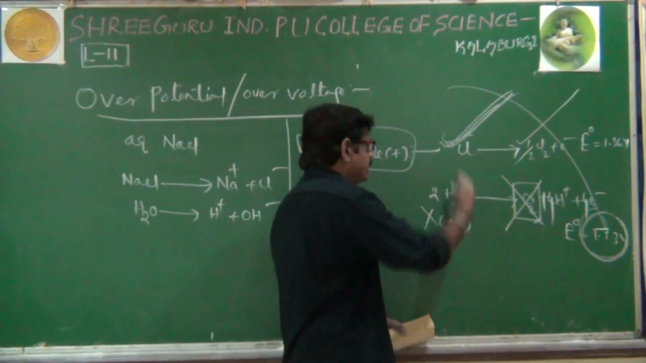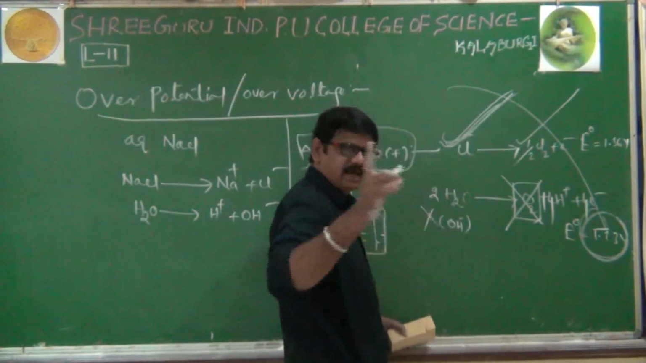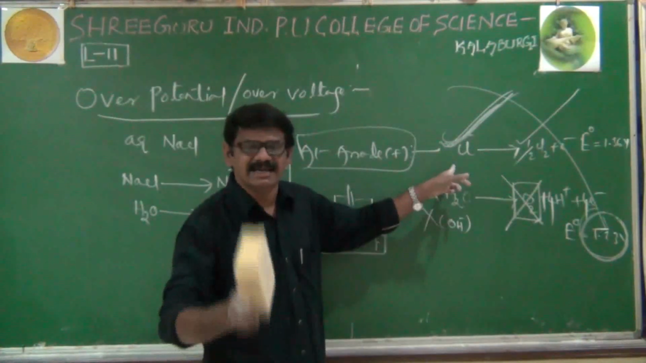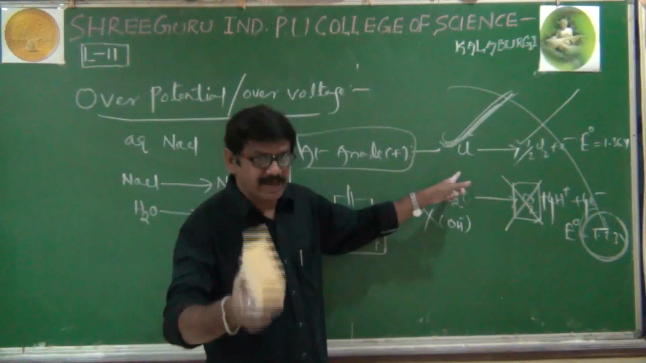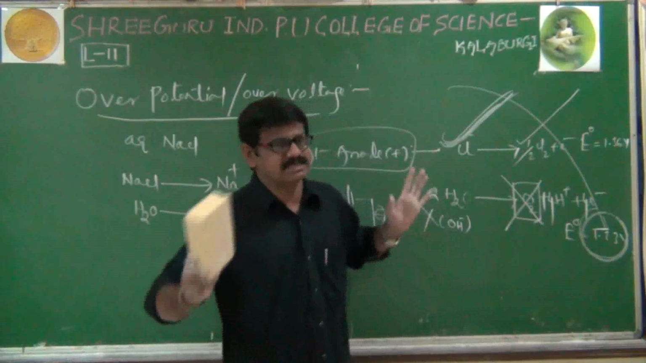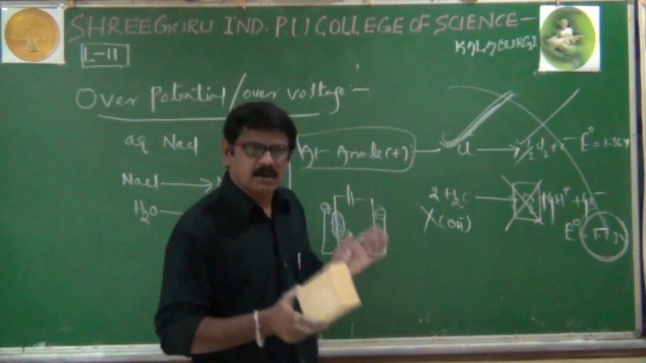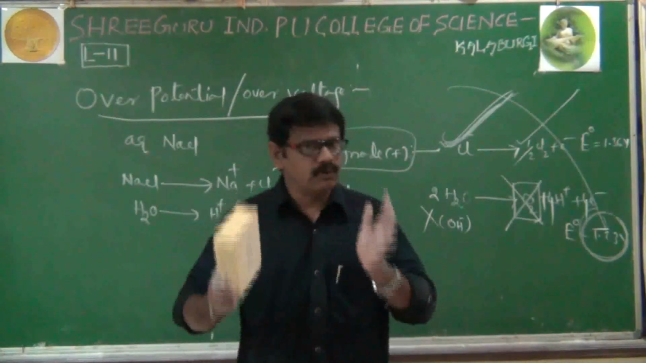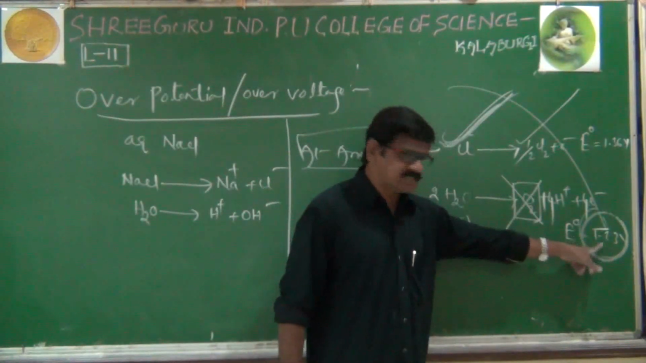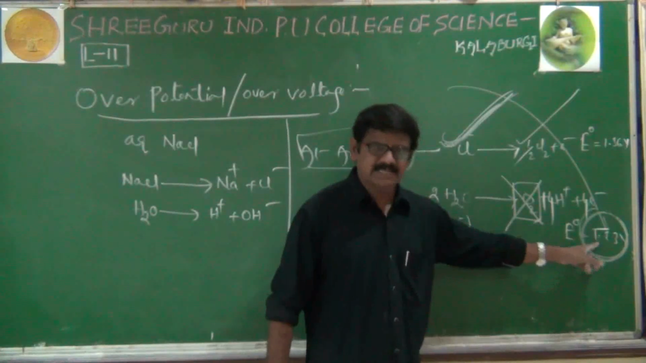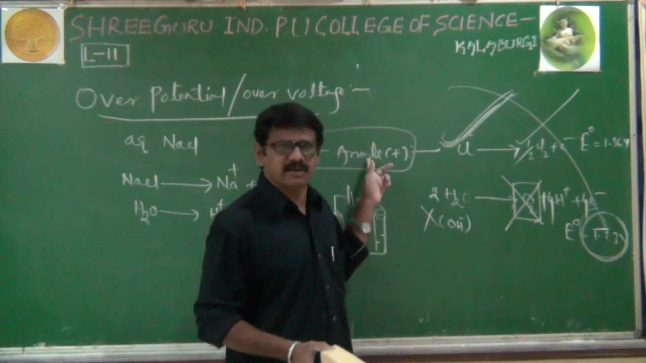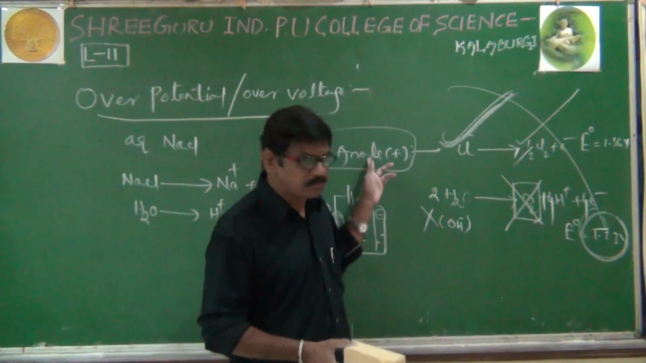When Cl minus and OH minus ions are compared to each other, definitely Cl minus ion only is preferred, because Cl minus ion's discharging potential value is less. I am telling, discharging potential value is less. That's it. This is called as over potential or over voltage. That's why don't get confused by seeing the SRP value here. Based on SRP, I would expect OH minus only should undergo oxidation at anode.